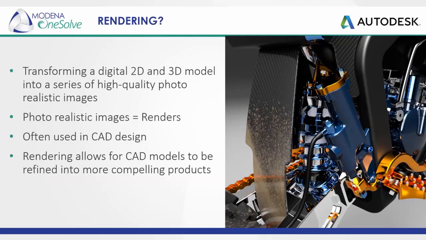What is rendering? Well, rendering can be defined as the process of transforming a digital 2D or 3D model into a series of high-quality photorealistic images. The rendering process, of course, involves a computer application to make this transformation possible. The end product of the process would be the realistic or photorealistic images that are created. These images that are output are then referred to as actual renders.